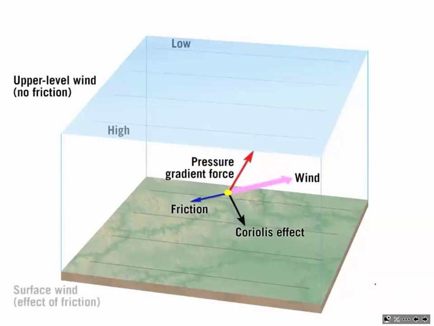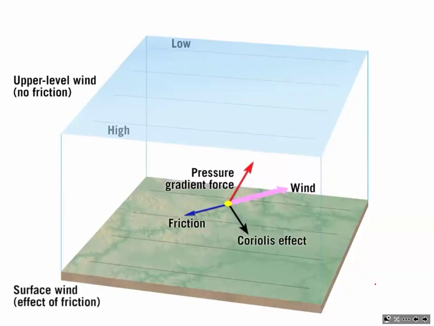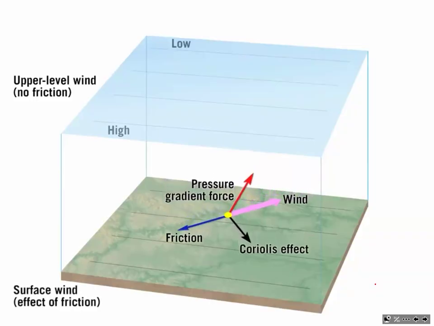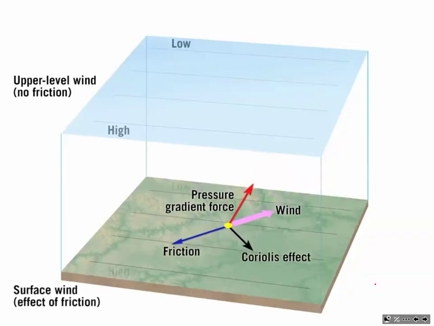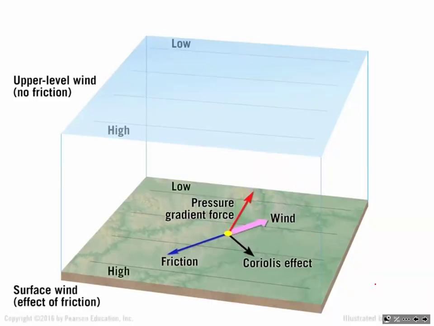Because the friction always points against the wind, the pressure gradient force always points in the same direction, and the Coriolis effect is always at right angles to the wind. And so down near the surface, the wind is much closer to pointing in the direction of the pressure gradient force. And because the wind is slower, the Coriolis effect is smaller. So it has less effect.